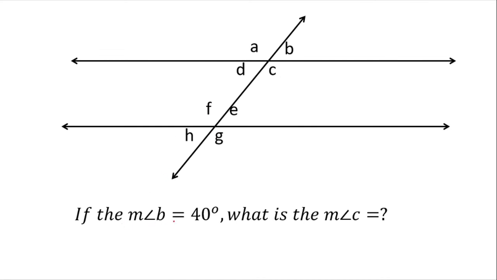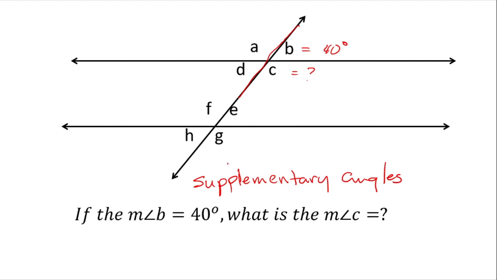If the measure of angle B is 40, okay, 40 degrees, what is the measure of angle C? So again, angle B and C, so pangalanan muna natin sila. Yan yung tinatawag na supplementary angles. Tulad natin, okay, supplementary angles. Pag sinabing supplementary angles, ang sum niyan, ang total ng angles nila ay 180 degrees.